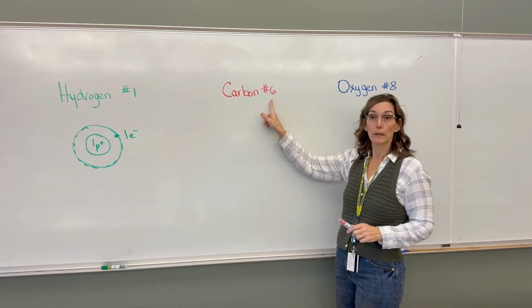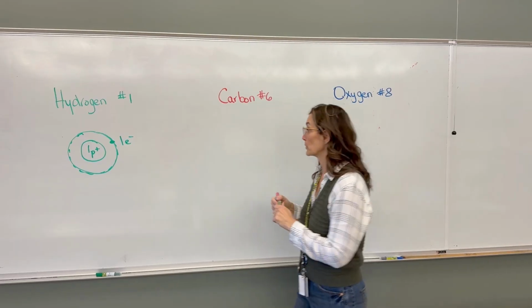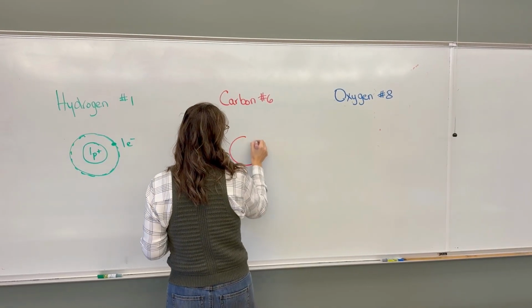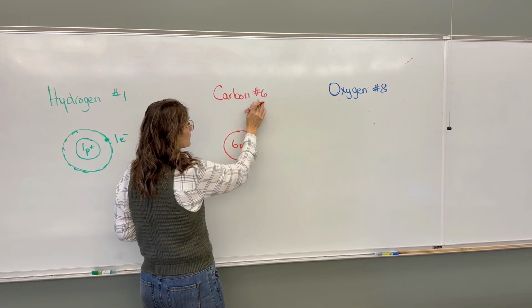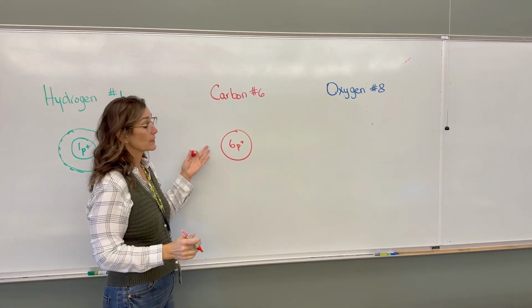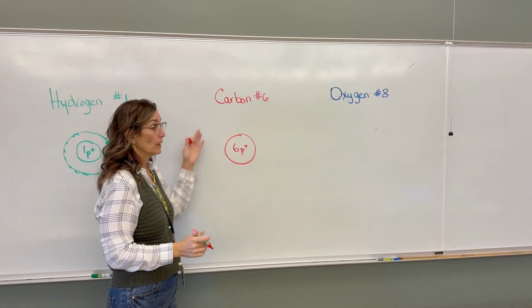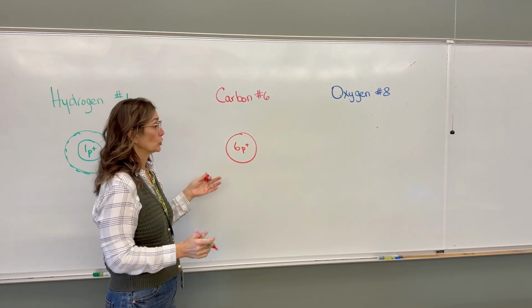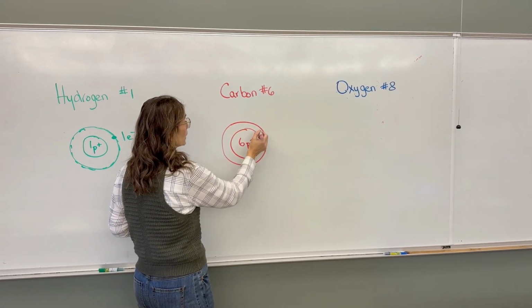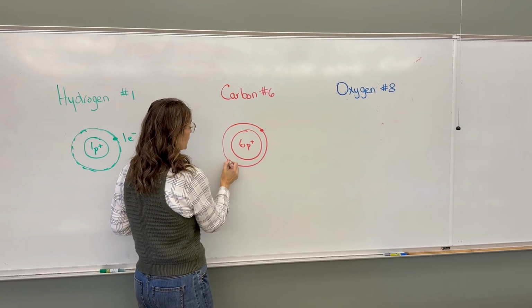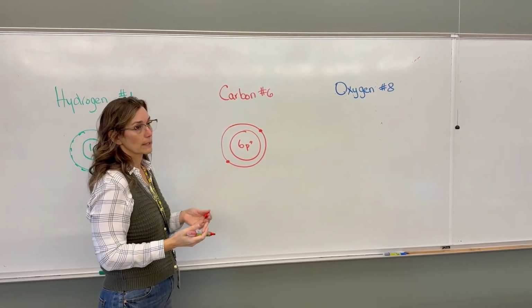Carbon has atomic number 6, so it has a lot more protons and electrons. So if we were to put the protons in here, we would have 6 protons, and we know that because it's atomic number 6. And now we have 6 electrons that we have to distribute in the electron shells. So we know the first shell can only hold 2 electrons. So we have 2 electrons out of the 6 placed.